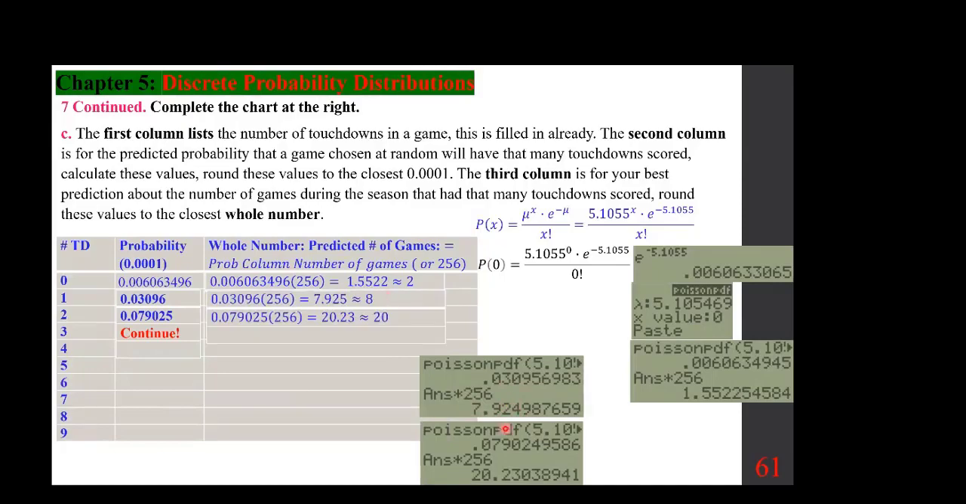Then for the next number, when x is 2 here, if you do the math, you end up with 0.0790, continue indefinitely, 025, let's say. I'm putting more decimals, class. You want to stick with only 4, but I'm showing you more. You multiply by 256, you get 20.23. When you round this to the nearest whole number, it becomes number 20. So this is how it works, and you can continue finishing this off. The concept is straightforward, and that's the key here.